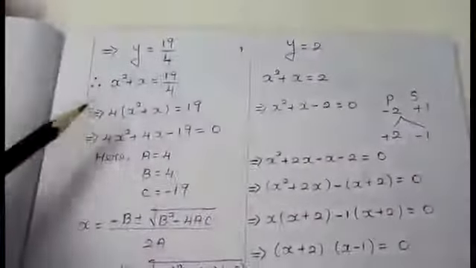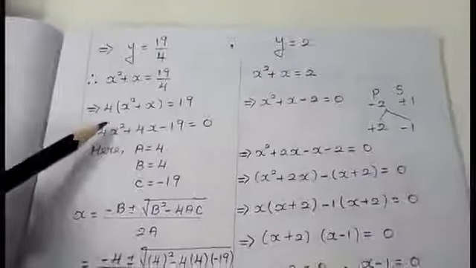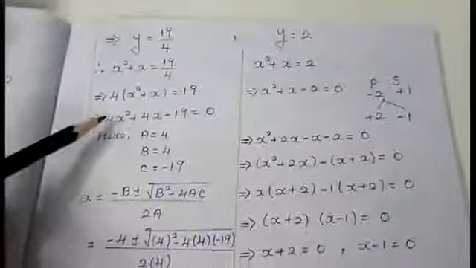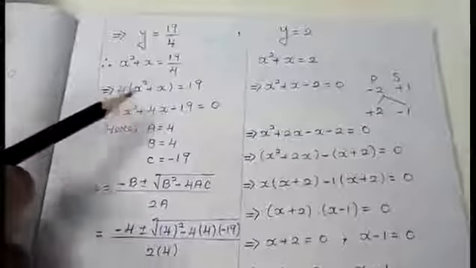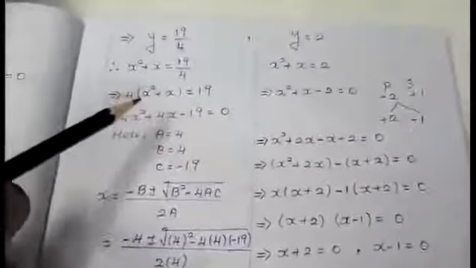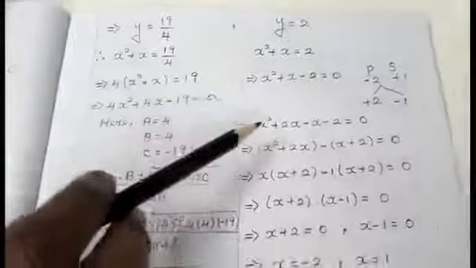x square plus x is equal to 19 by 4 and x square plus x equal to 2. Each forms a quadratic equation. In place of y, you are having a quadratic equation, and in place of x also, you are going to get a quadratic equation. Side by side, I have done the calculation. So finally, you will be getting these answers.